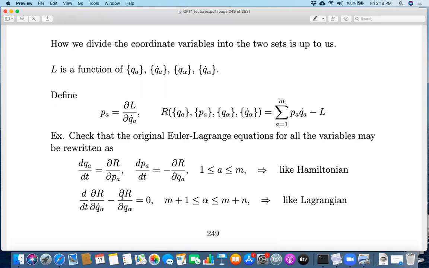But this is just a mathematical identity: one can show that these equations are equivalent to the original Euler-Lagrange equations. And the procedure is basically the same as the one you use to show that Hamilton's equations are equivalent to the Euler-Lagrange equations. Okay, are there any questions?